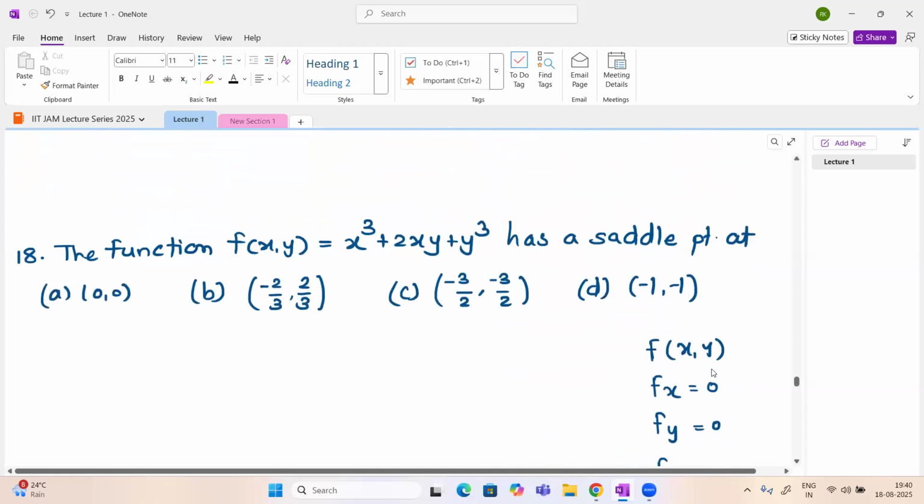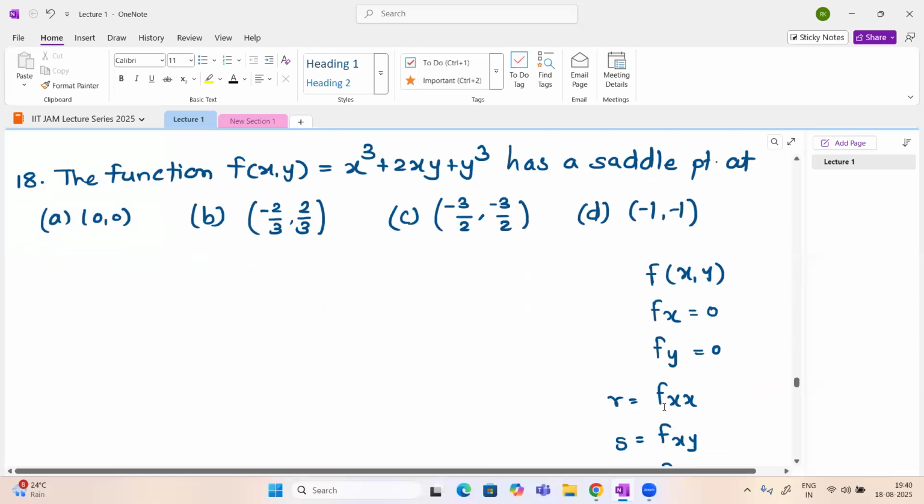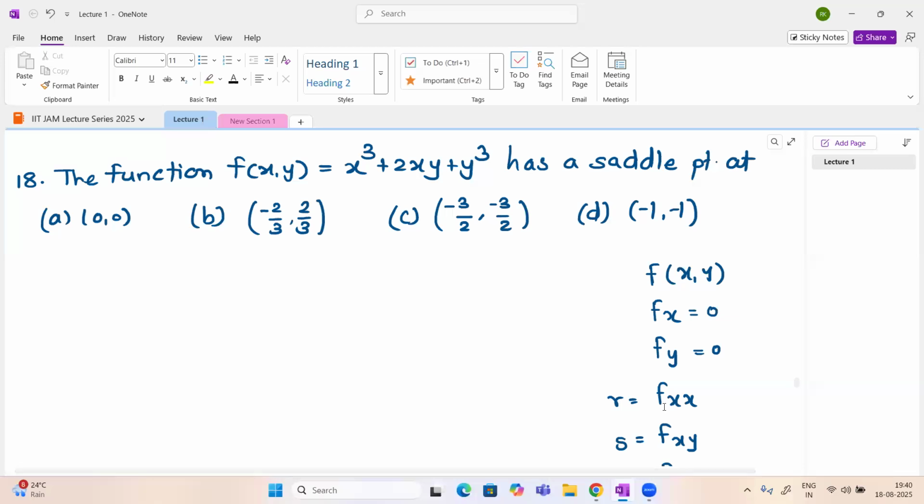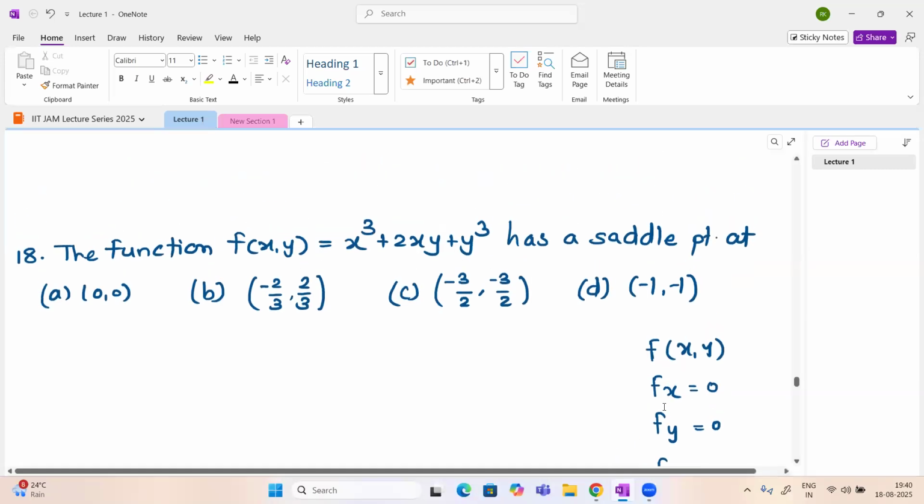Can we say that the point of inflection in a function of one variable is the same as a saddle point in two variables? Yeah, someone I think said already.